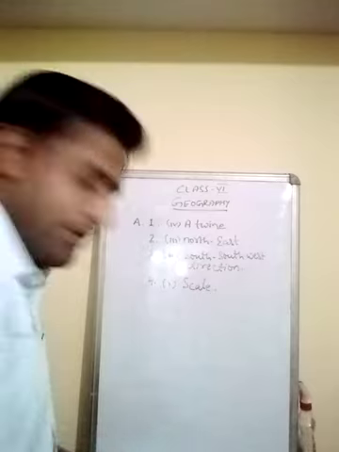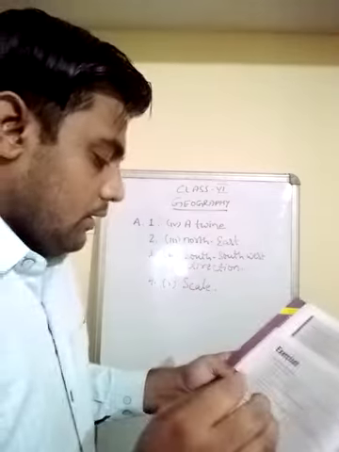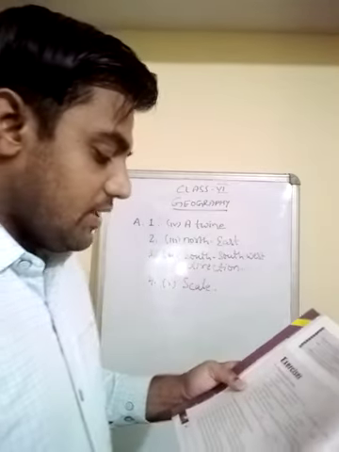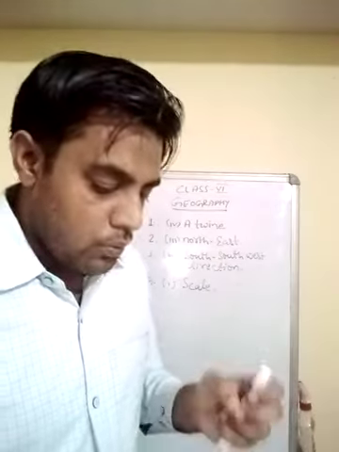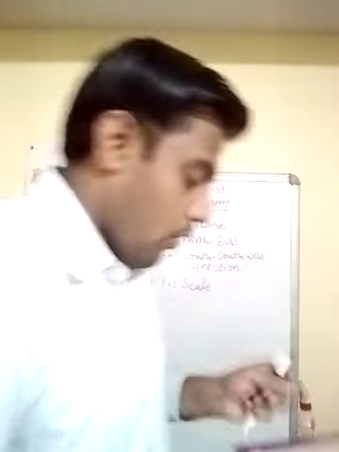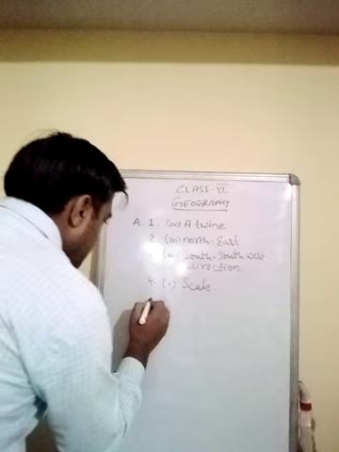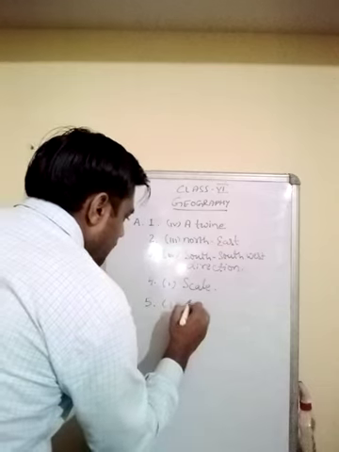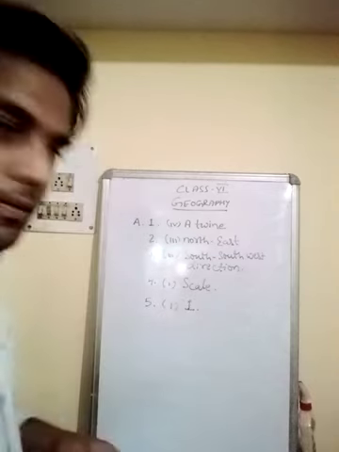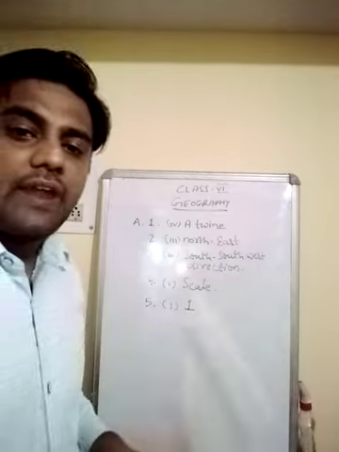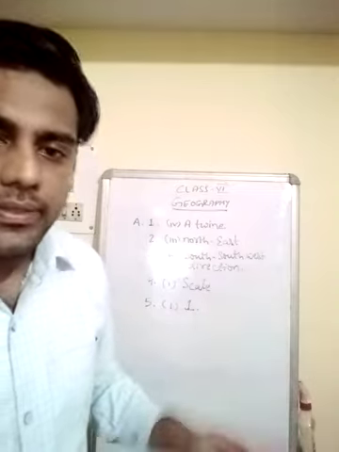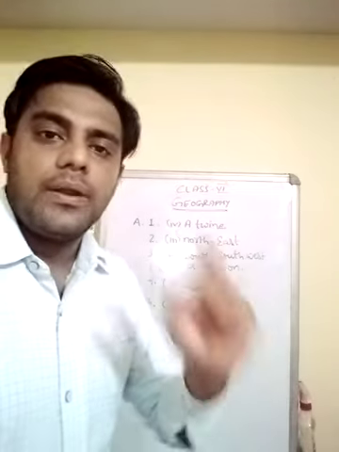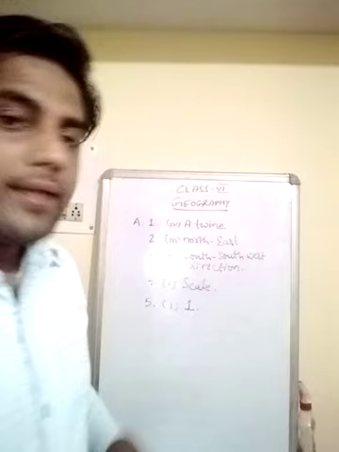And then number 5, the numerator of a representative fraction is always, and your options are 1, 2, 0 and 100. So obviously your answer is number 1, 1. The numerator of the representative fraction is always 1. When we show a scale, the numerator is always 1. The denominator can be in any unit, but the numerator is always 1. So these are your answers for exercise A.